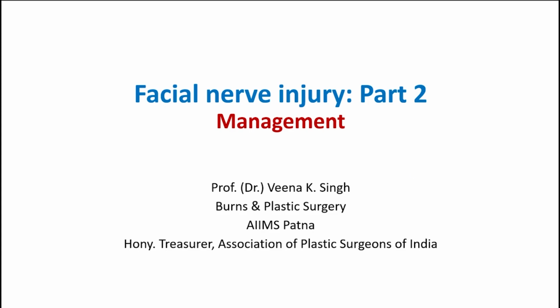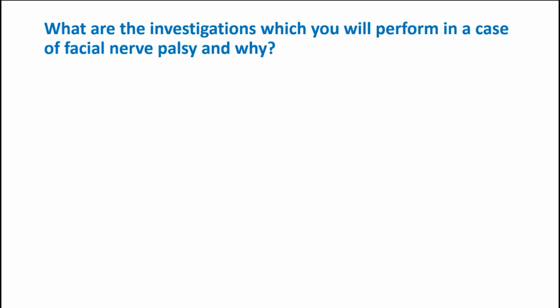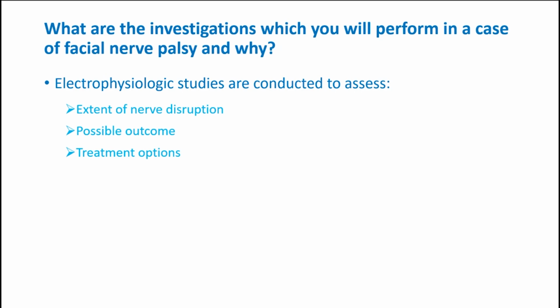In this part 2 we will learn what investigations are supposed to be ordered in a patient with facial nerve injury, what the management is, and how to plan it. So the question after the diagnosis is, what are the investigations which you will perform in a case of facial nerve palsy, and why? Your answer should be that you will be performing some electrophysiological studies, and they are done to assess not only the extent of nerve disruption but also to predict the outcome and to plan the treatment options.